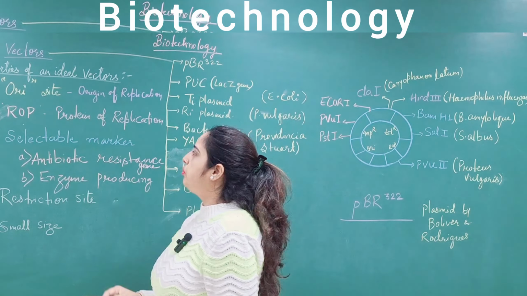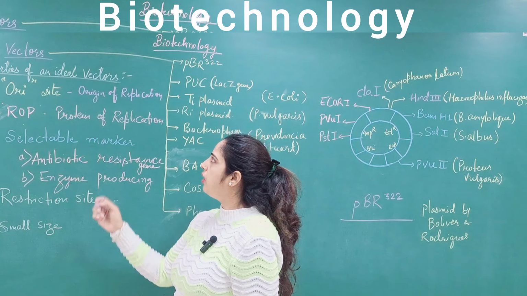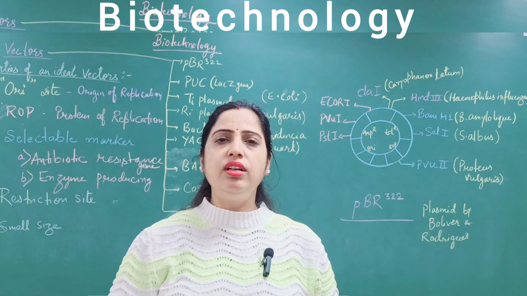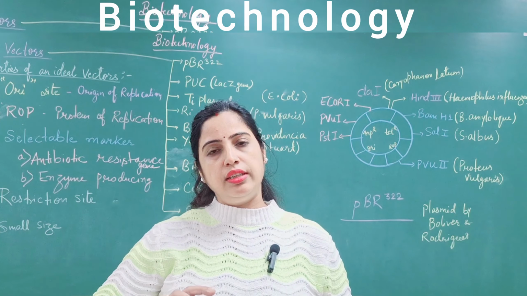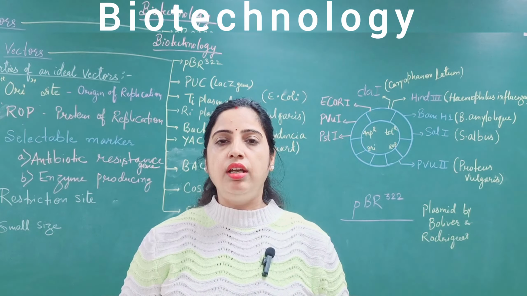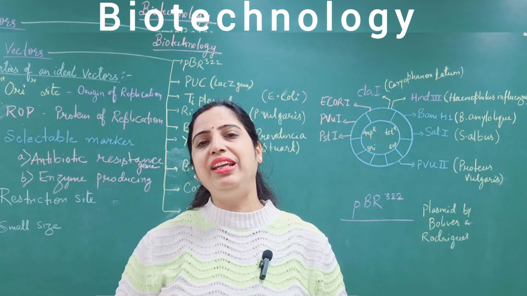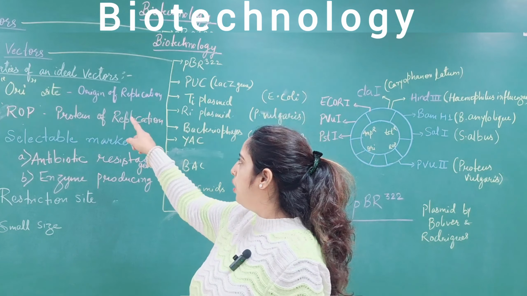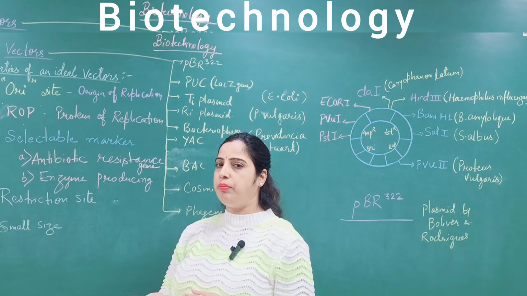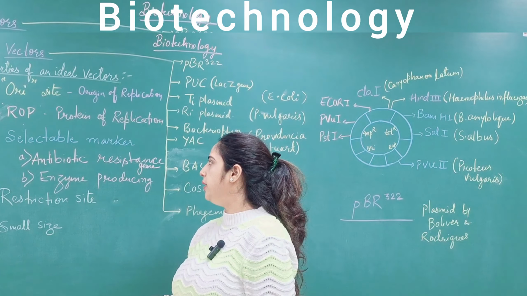Another property which is important for a vector is the replication protein, ROP. What does that mean? Of course, an enzyme is required for replicating the gene. So it should have the site where the replication will begin, the origin of replication, and then ROP has equal importance because DNA polymerase will be helping in the replication of that particular DNA.